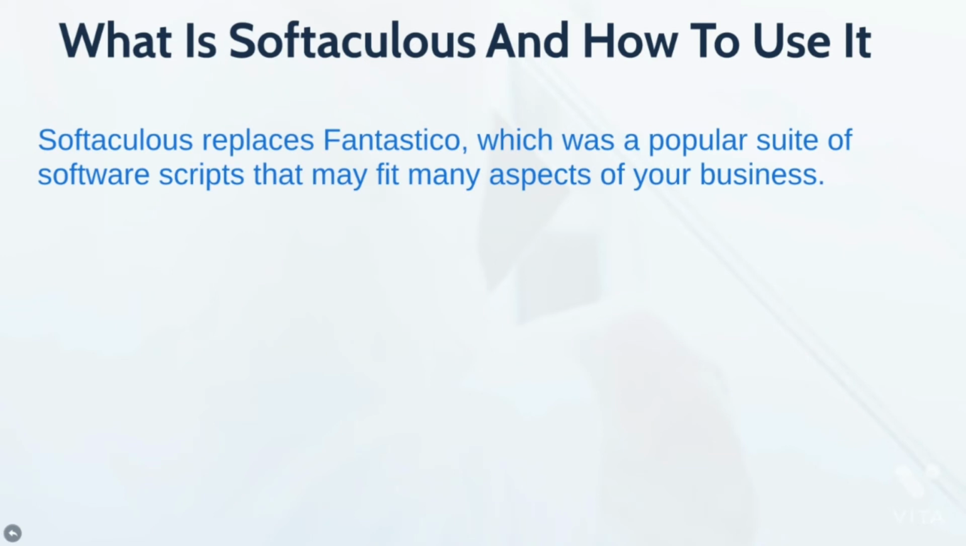Softaculous replaced Fantastico, which is a popular suite of software scripts that you can build into your website. Things like WordPress, Joomla. If you want a forum, you can build forums. There are many different free scripts that you have access to that you do not have to spend extra money for. They're all built in.